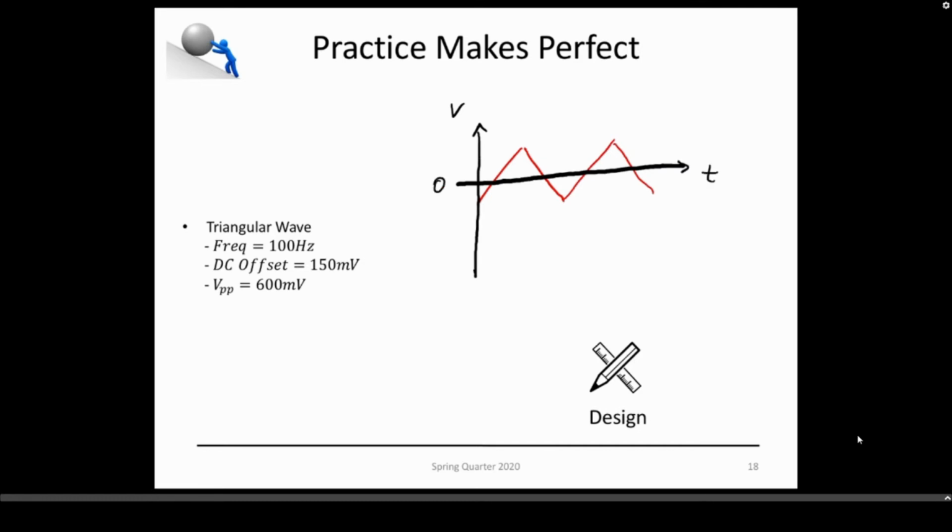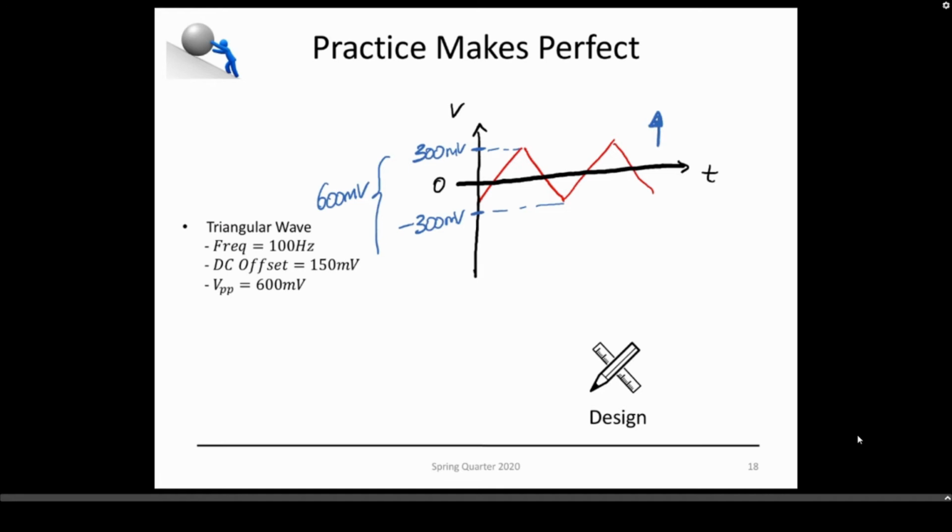This is 0 over here, and then I will have the volt peak to peak. So let's design that volt peak to peak from here to your minimum. This is your minimum, this is your max. It's 600 millivolts. That means I would have 300 millivolts here, minus 300 millivolts here, and this gives you your 600 millivolts. But this is assuming an offset of 0, and my offset is actually positive, 150 millivolts. That means I'm going to shift this triangle wave up by 150 millivolts.